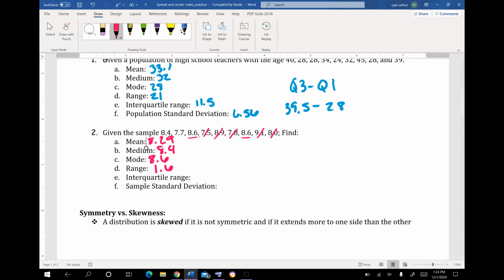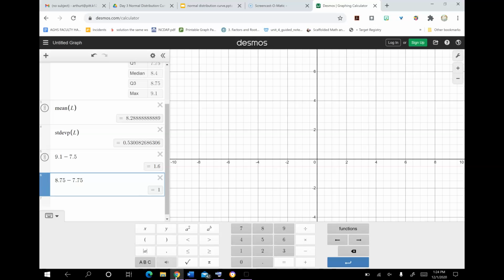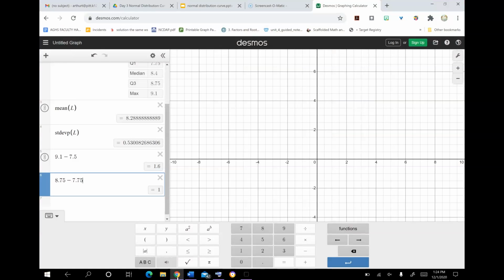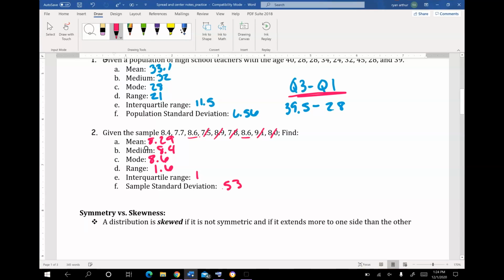Interquartile range is your Q3 minus your Q1. So I come back up here and I'm going to say Q3, which is 8.75, minus my Q1, which is 7.75. So that's going to be 1. Standard deviation is just going to be this other right here. Standard deviation is right here. And it's going to be 0.53. And that's all you have to do, guys.